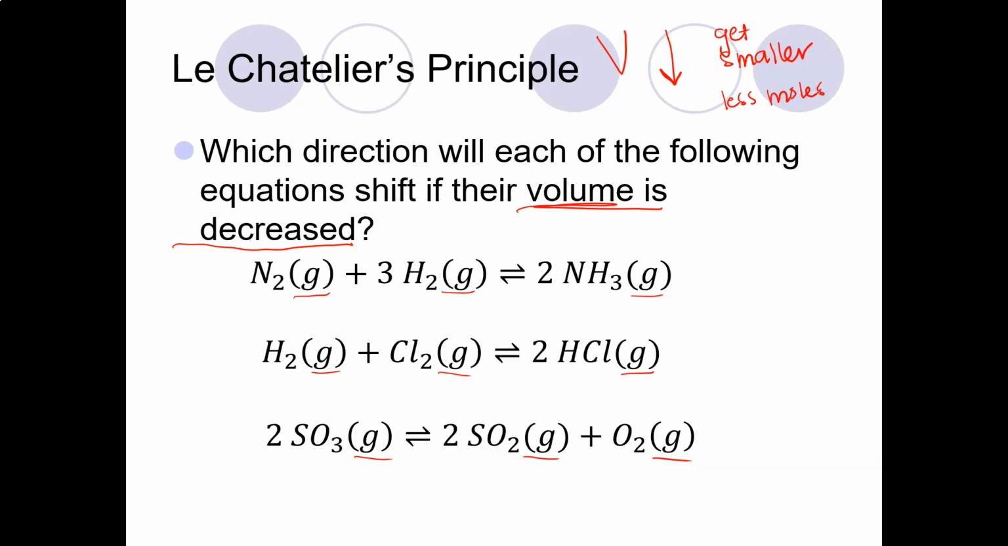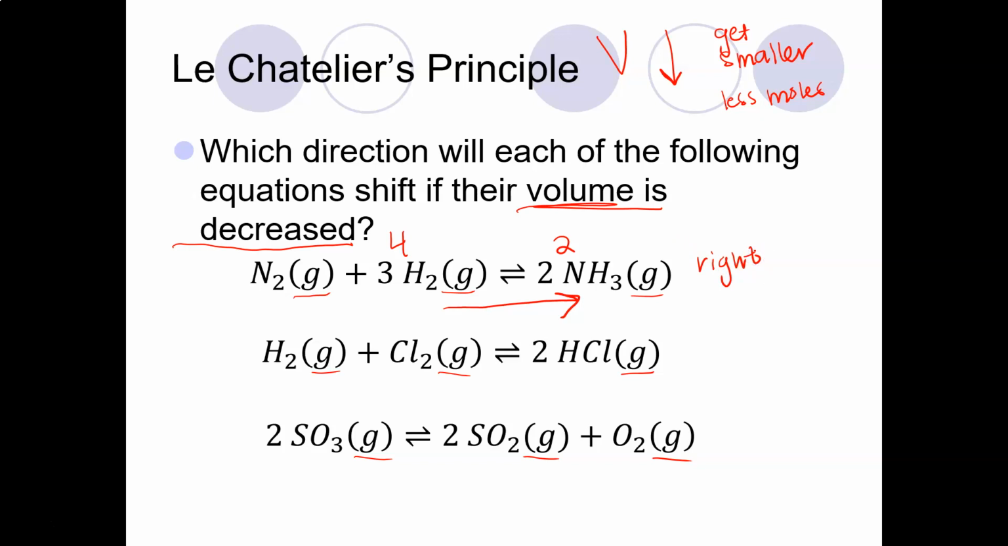I always forget which one is the correct term for that. So let's look at the moles of gas. Well, there's 1 and 3, so there's a total of 4. And then there's 2. So which direction will this shift if it needs to get smaller and go to the fewer moles of gas? Towards the 2, which is the smaller number. So it's going to shift to the right.